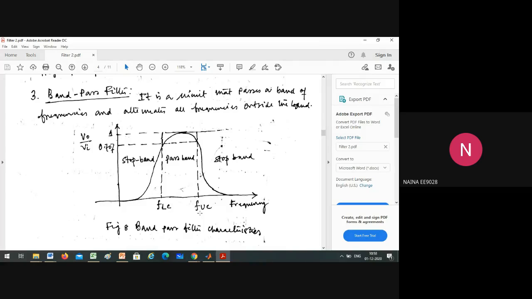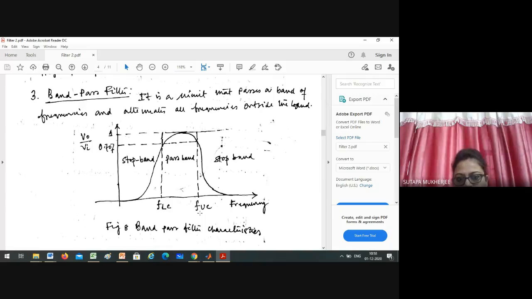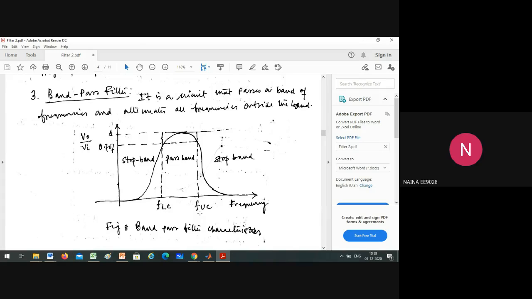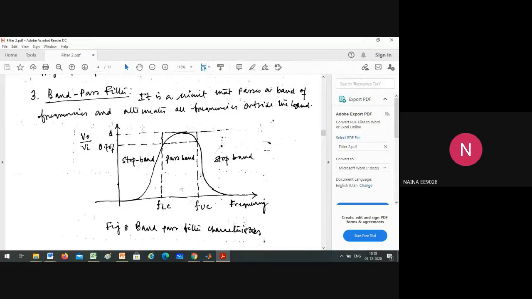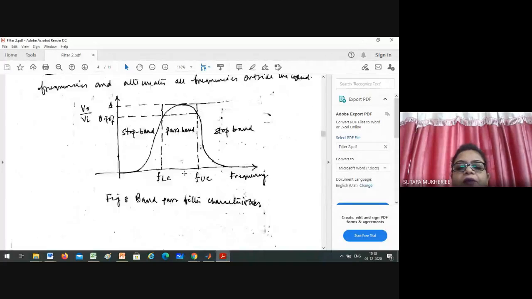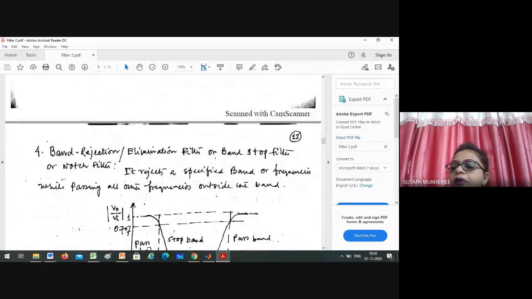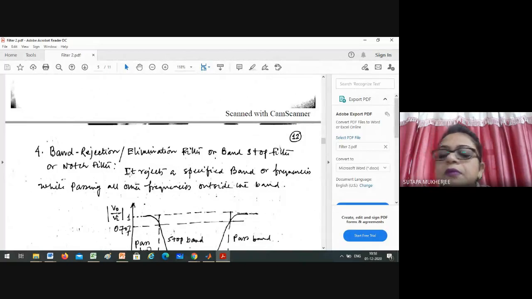It means it will not allow the band of frequency to pass through it. What will the figure be like in case of band stop? It is the opposite of the third one. If it is like this, it will be reversed. If it is this nature, it will be that nature, the reverse of that. Band rejection, that is elimination filter or band stop filter.